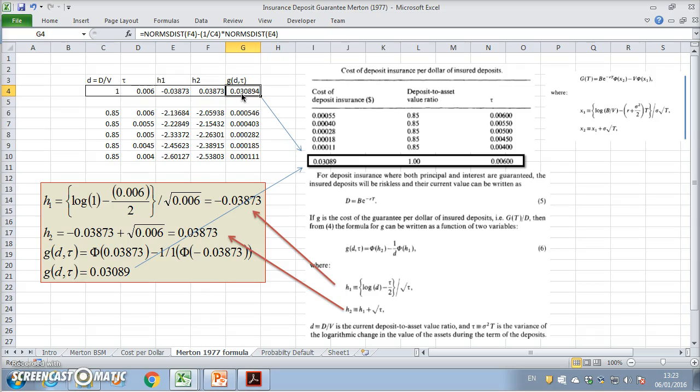The economic interpretation of this figure is that for $1 insured, you must pay 3 cents of insurance. So for $1 of deposits using these parameter inputs, the cost of insurance using a Black-Scholes type framework or an actuarial type framework is 3 cents. If a government decides to insure $1 of a bank's deposits, that's equivalent, if there are no costs imposed, to the government subsidizing that bank to the tune of 3 cents for every dollar of deposit insured.